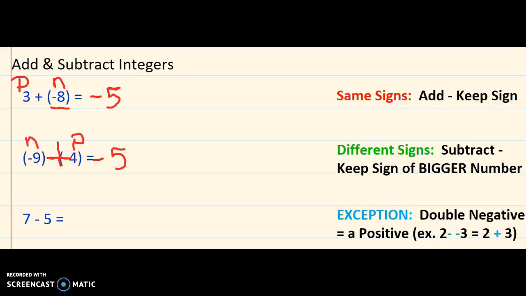Keep the sign of the bigger number. Here we have a positive. This is a negative. That subtraction sign out front, you've known it to be a subtraction sign. Now you need to add to that it also makes that number behind it negative. So signs are different here. 7 minus 5, we subtract. Keep the sign of the bigger number.